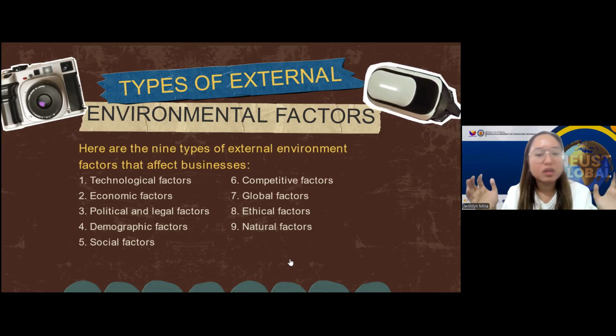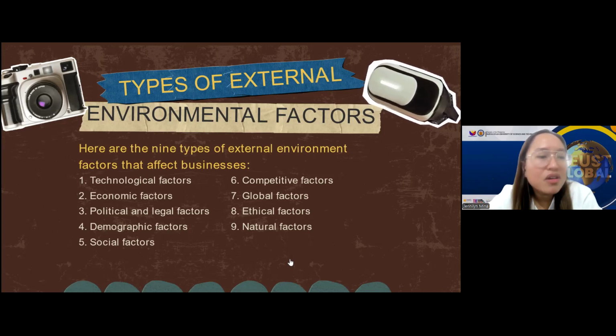The big world, the global factor. Maybe there is a global shortage of wheat that can affect flour prices. Global events can impact your bakery's ingredients and costs. Doing what is right, ethical factors. Are you sourcing ingredients from a sustainable farm? Ethical practices can attract customers who care about these issues.